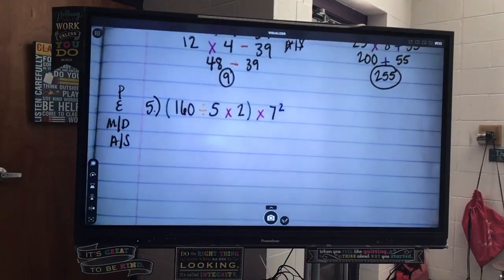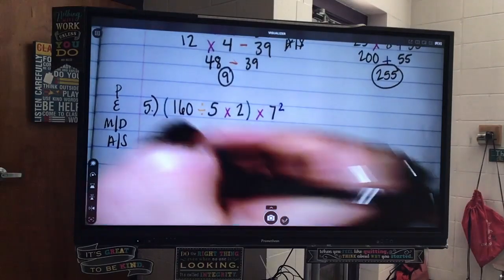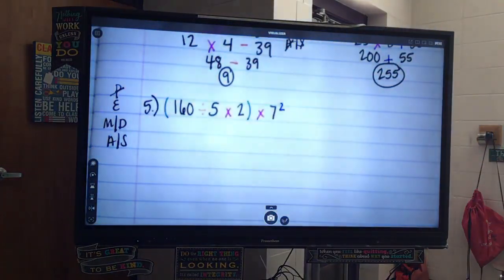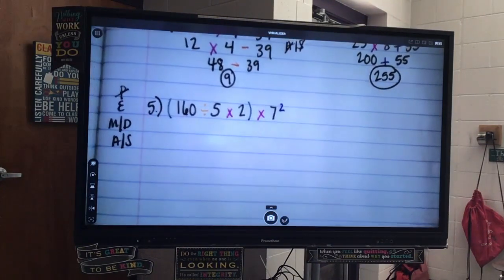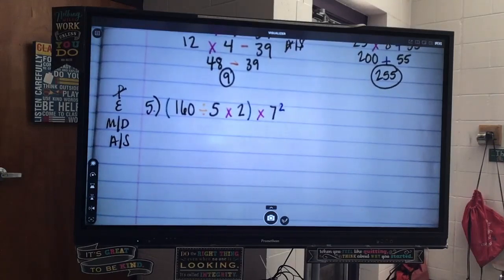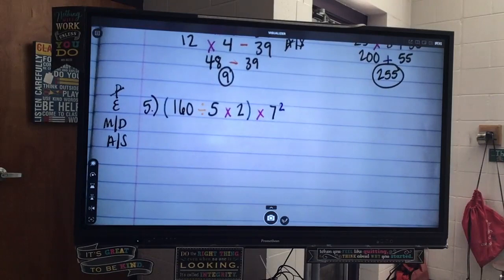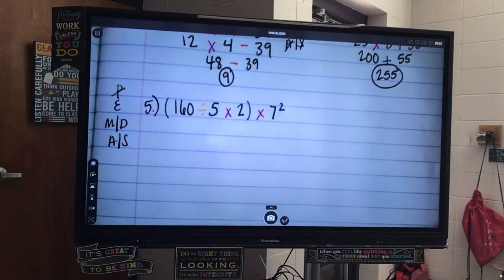Alright, so what are we looking for first? Troy? Parentheses. Alright, so within our parentheses, we have more than one operation this time. So how do we know what we're doing first? Ronnie? Nope, you do not do whatever comes first. What do you do inside your parentheses? Look over at your notes, we wrote it down. Mikael? You still follow that order of operations, right?